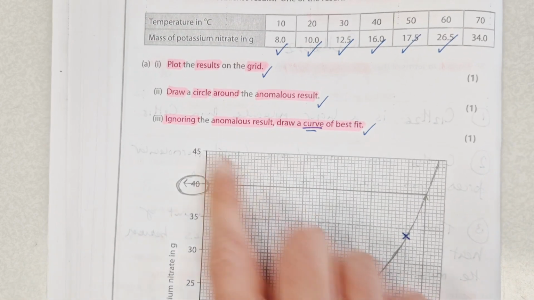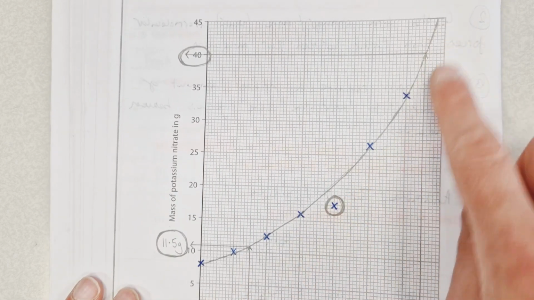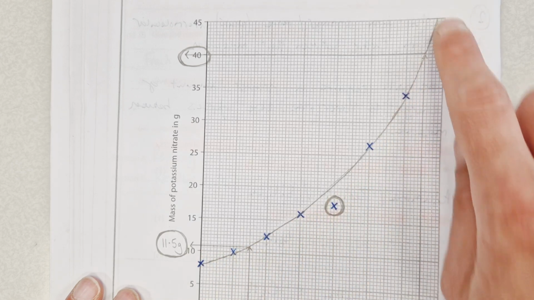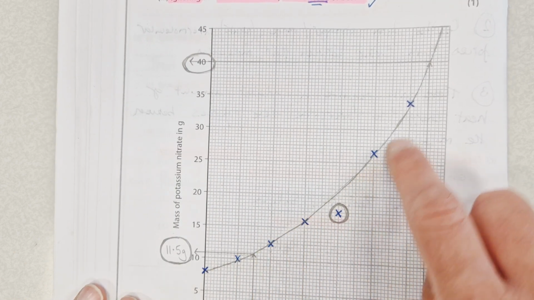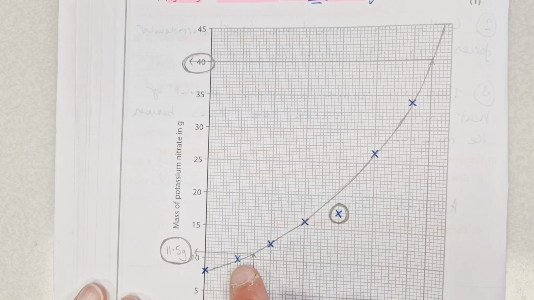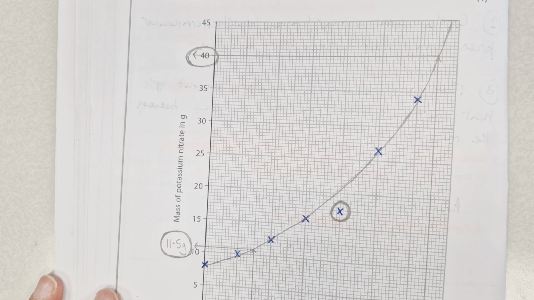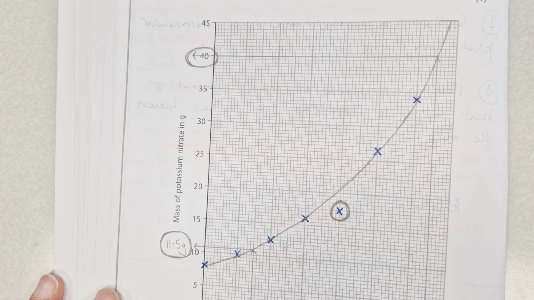The final part of the question said, ignoring the anomalous result, draw a line of best fit, or in this case, a curve of best fit. Because my data was naturally curving away, I've not done dot to dot at all. This is just a smooth curve through the majority of data points, and I've not included the anomalous result as that was the instruction. I've left the anomalous result unused and drawn a smooth curve through the majority of my data points. I definitely have not gone dot to dot, because that is not the way we construct a line or curve of best fit in chemistry. It's either a straight line through the majority of data points or a smooth curve through the majority of the data points.